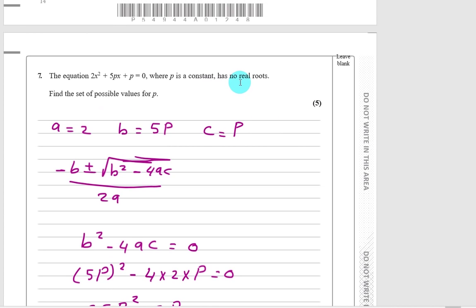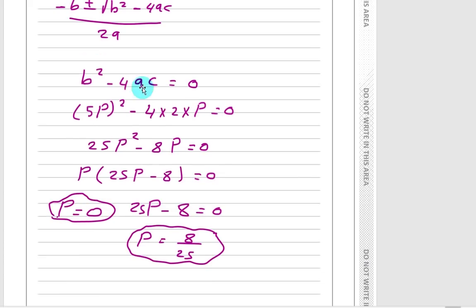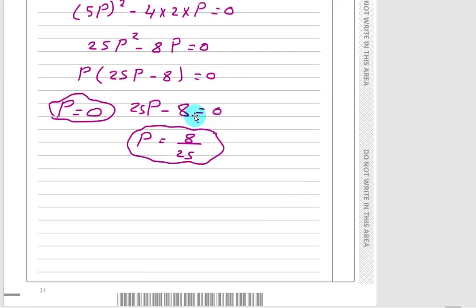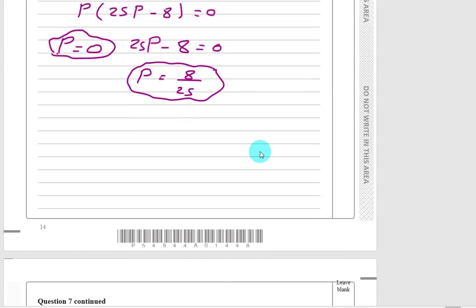So having no real roots means that this part is negative. So this part will be a negative value. Okay. So let us start to find the possible values of b. So let us draw now. We have here 0 and 8 divided by 25. Let us take a certain value here, 5 divided by 25, as an example.